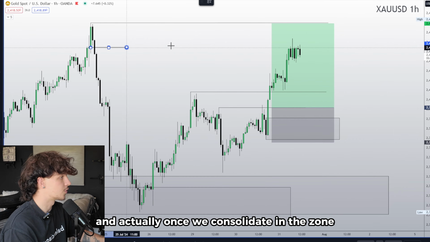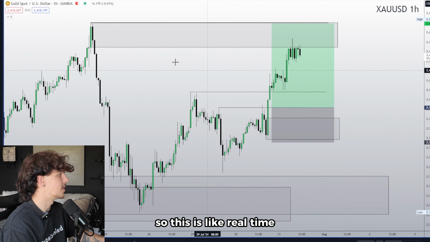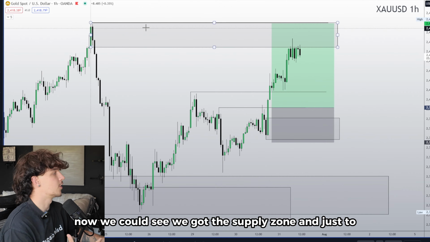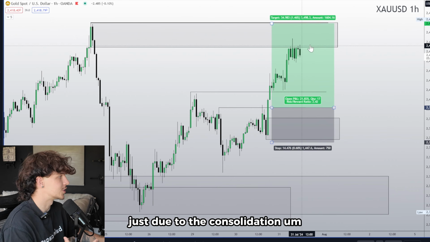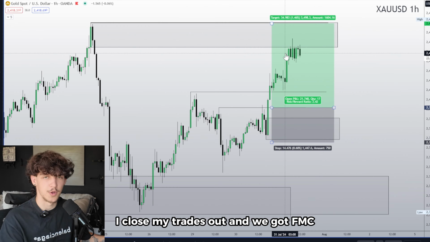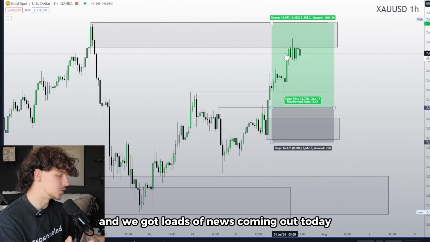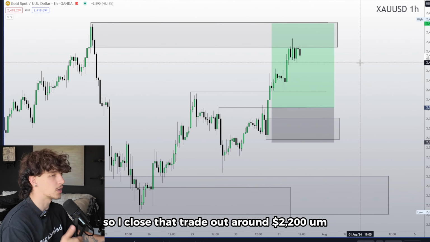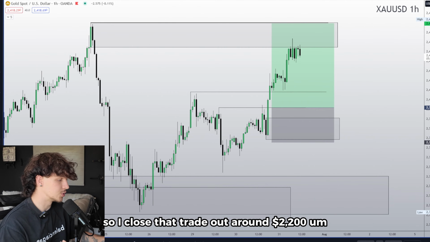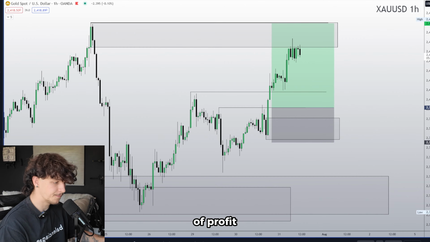And actually, once we consolidate in this zone, so this is like real time now, we can see we've got the supply zone. Just due to the consolidation, I closed my trades out, and we've got FOMC and loads of news coming out today, so I didn't really want to play around. So I closed that trade out around $2,200 of profit.